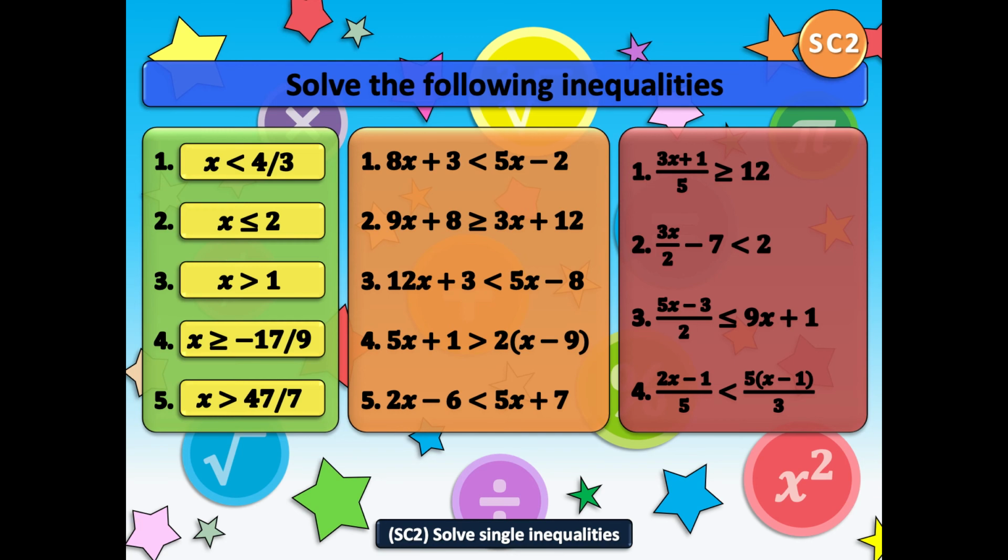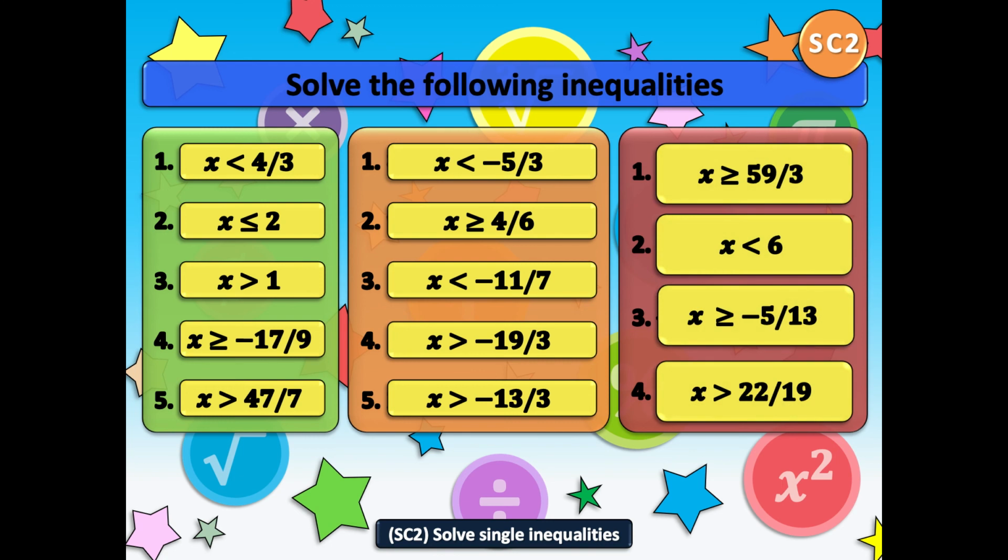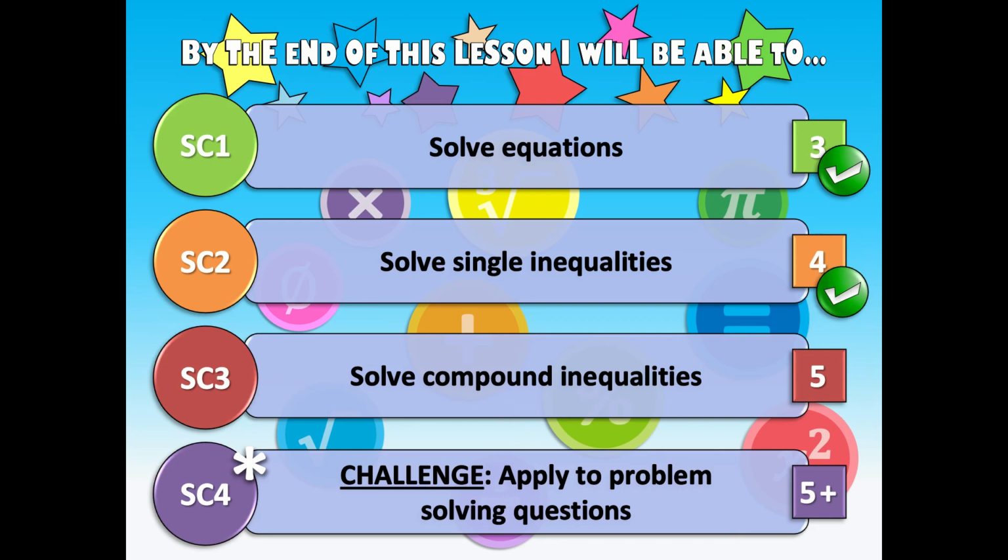So there's your green answers. There's your amber answers. And there's your red answers. And now we've completed success criteria 2.